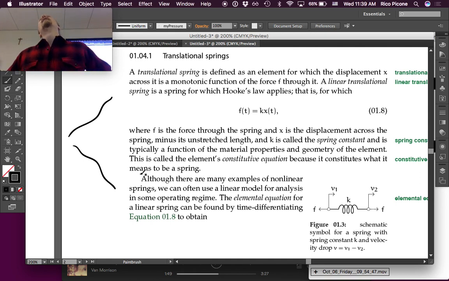Notice that there are mechanical elements called springs, right? We can buy them. Compression springs, tension springs. They're pretty great elements, and they do show up a lot in mechanical designs. But I want to stress something here. We didn't define a spring in this sense to be a mechanical spring that you buy from a catalog, right? We defined it to be an element for which the displacement across it is a monotonic function of the force through it. So a lot of things can behave like this, not just things that are called springs.